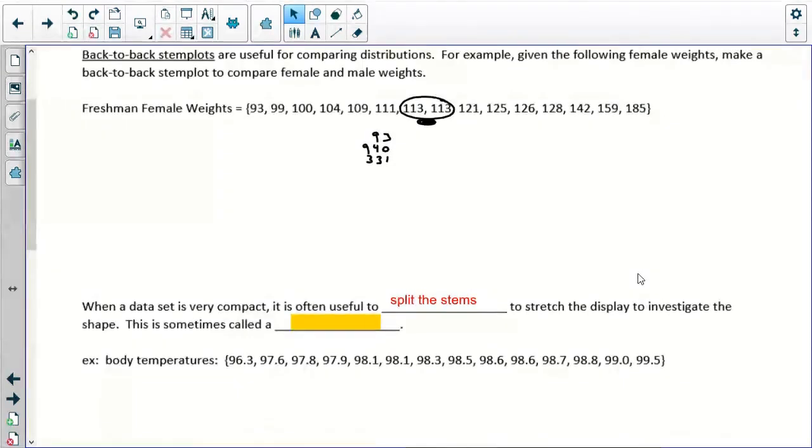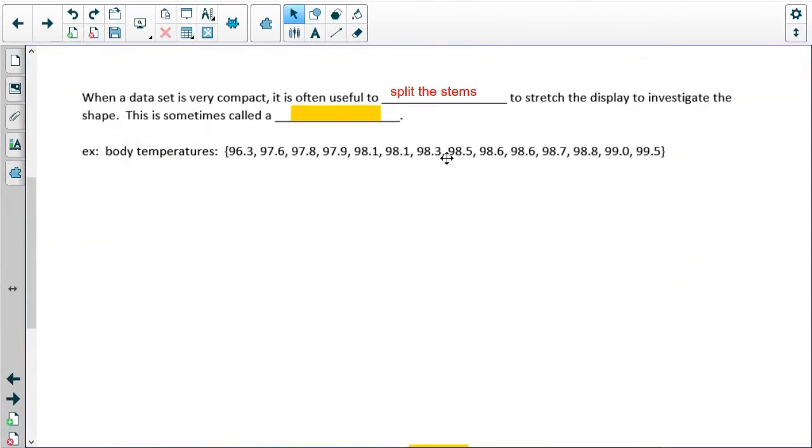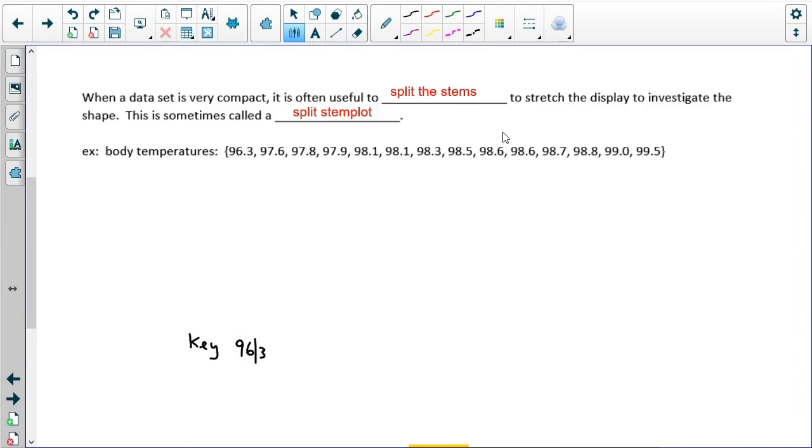When the data set is very compact, it's often useful to split the stems. We call this a split stem plot. So, body temperatures. Let's take a look at what we would typically do in this. If I have body temperatures, I might make a key for an original stem plot, and 96|3 would be 96.3 degrees Fahrenheit. So, this seems to make sense.